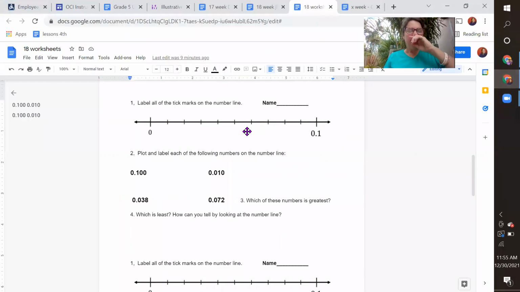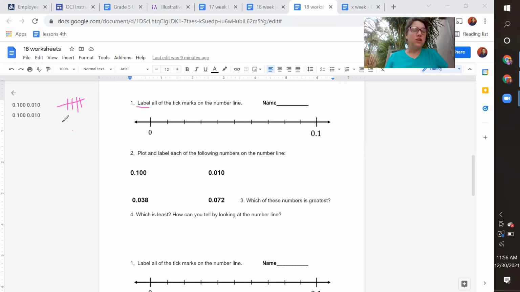You have this worksheet right here. It says, label all the tick marks on the number line. And we use this word tick marks, even if we're saying like 1, 2, 3, 4, 5. Do you do this sometimes? Those are also called tick marks, or some people call them hash marks, but I call them tick marks sometimes also.